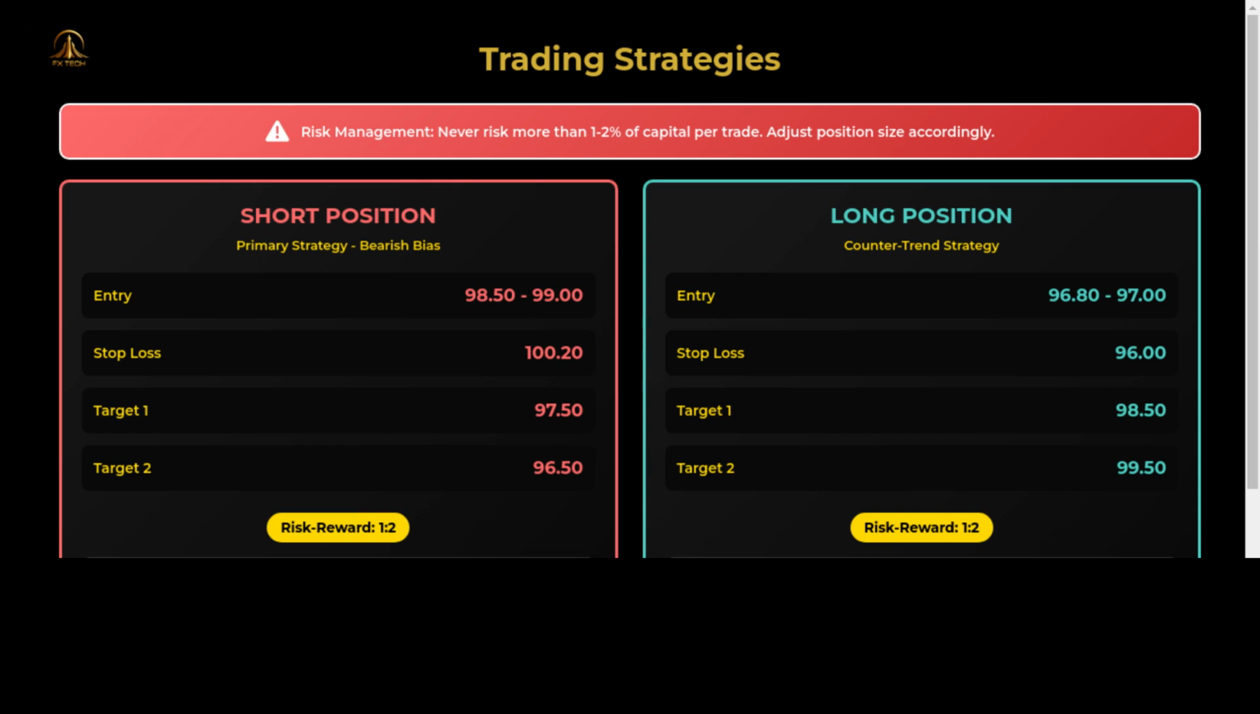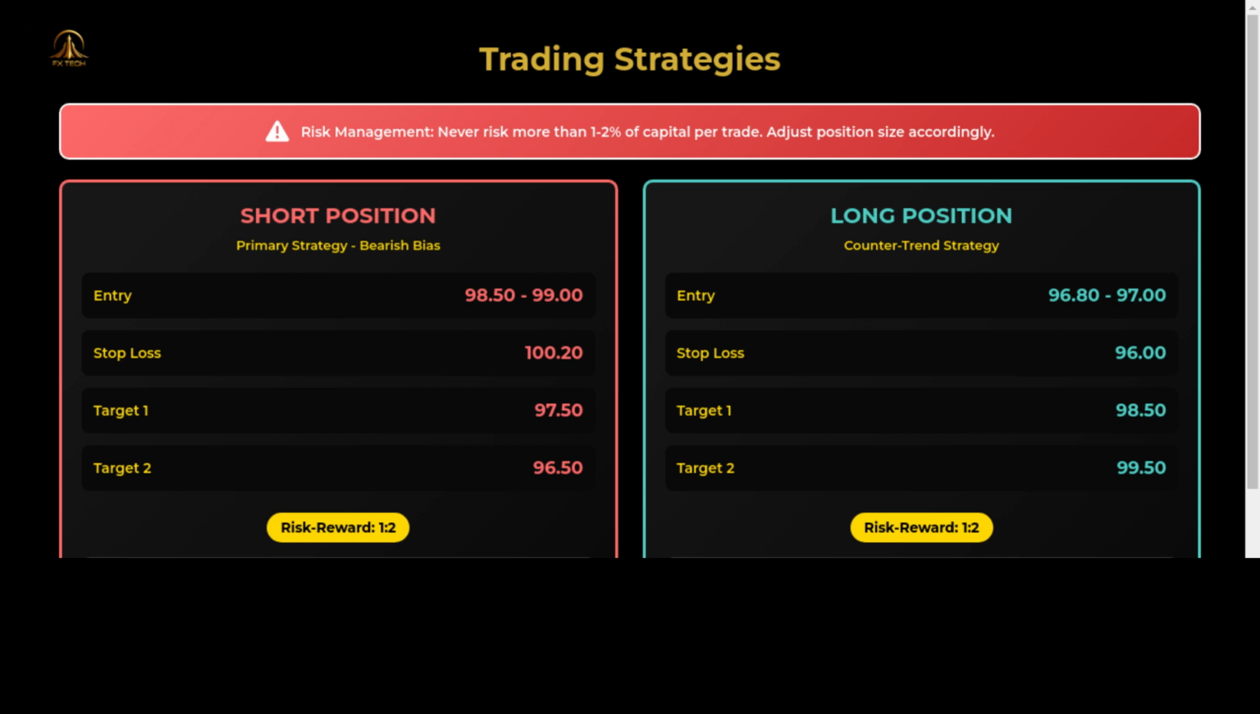We recommend two distinct strategies. Our primary strategy is a short position with a bearish bias. Enter short between 98.50 and 99.00, place your stop loss at 100.20, and target 97.50 for the first profit level and 96.50 for the second. This offers a risk-reward ratio of 1 to 2. The rationale is strong bearish technical signals combined with US-China trade tensions weighing on AUD and potential BOJ rate hikes supporting JPY.